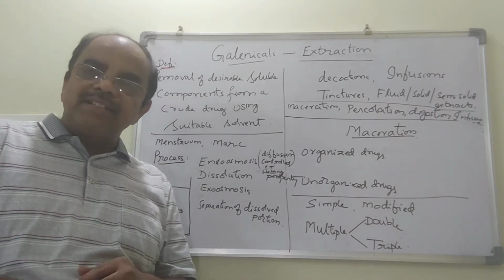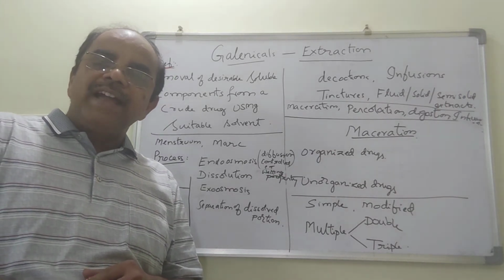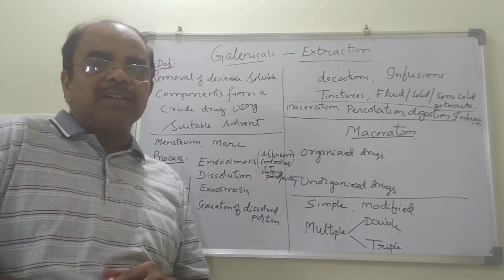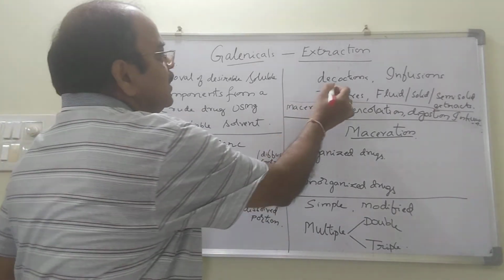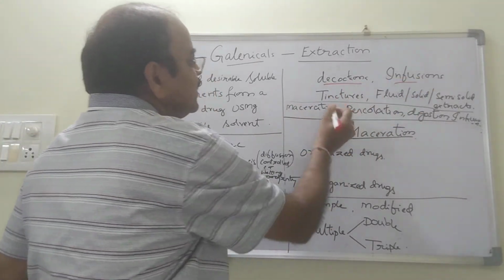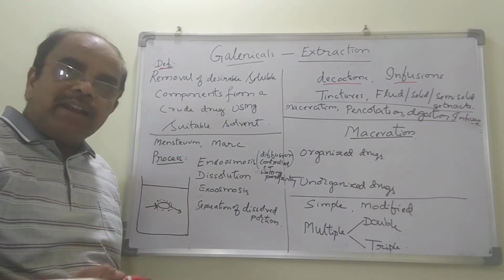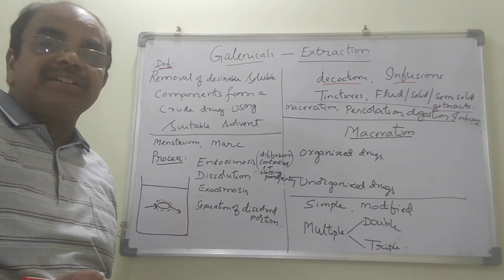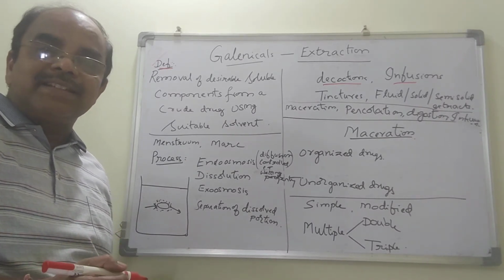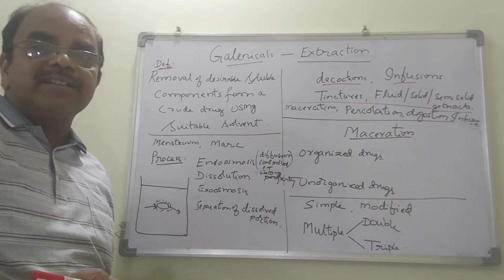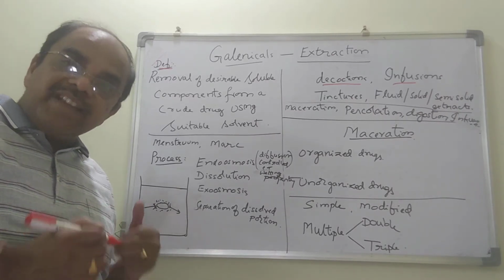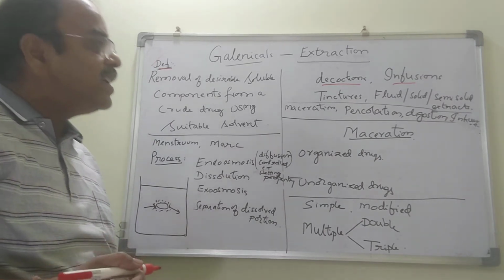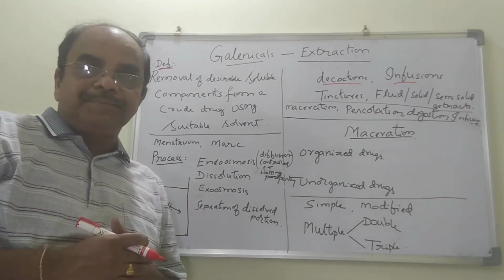My dear students, in today's session, I am going to explain to you about the extraction of galenicals. What are the different types of galenicals? Decoction, infusion, tinctures, fluid, solid and semi-solid extracts. We can prepare all these by the method of extraction. We have various methods like maceration, percolation, infusion, digestion. Like this we have a few methods.